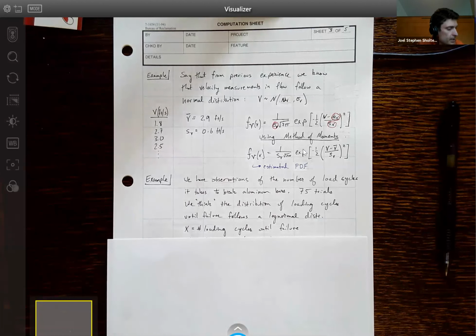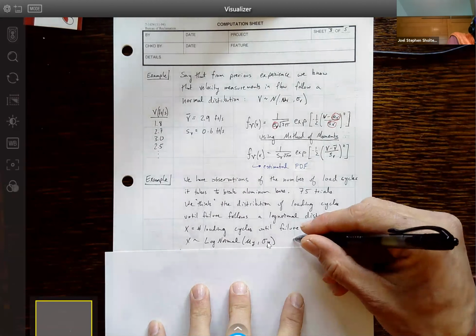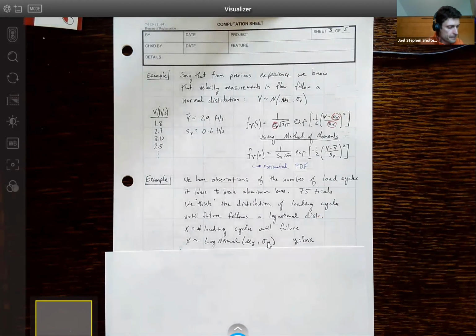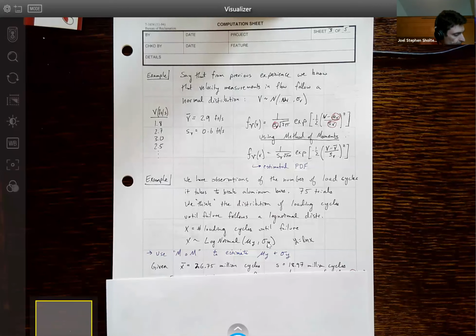All right, so X is going to equal the number of loading cycles until we get a failure. And we're saying that X follows some log normal distribution with a mean of mu Y and a standard deviation of sigma Y, and Y is equal to the natural log of X. So we can use our method of moments then to estimate mu y and sigma y so that we can fit this distribution to the data.